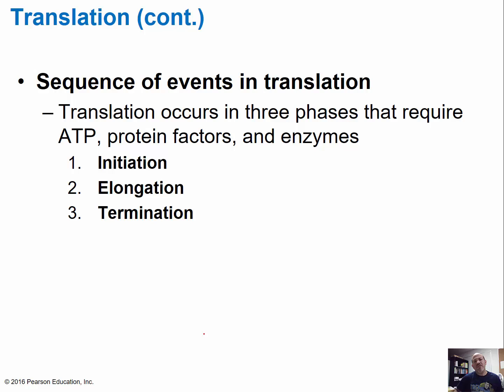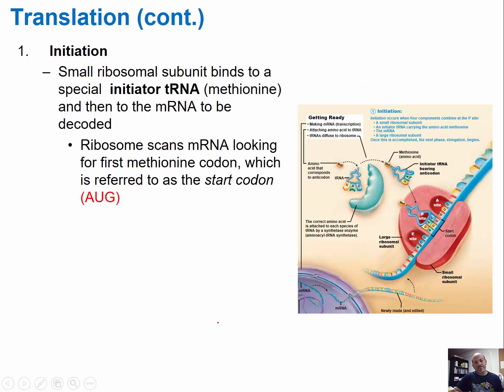So here are the sequence of events in translation. Translation occurs in 3 phases that require ATP, protein factors, and enzymes. So all this stuff would require energy and other proteins and enzymes to help. There is initiation, then elongation, and termination.